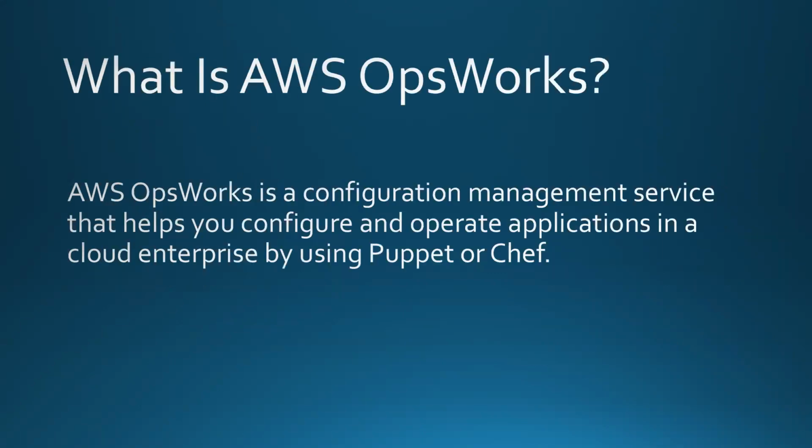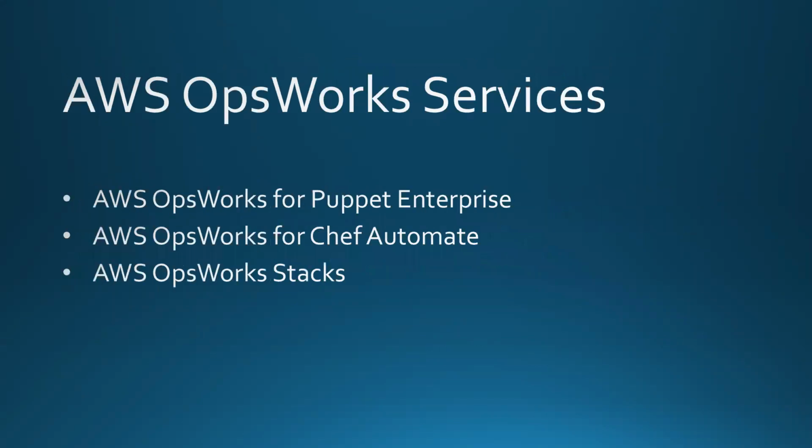Now let's see what is AWS OpsWorks. AWS OpsWorks is a configuration management service that helps you to configure and operate applications in a cloud enterprise by using Puppet or Chef. So there are three OpsWorks services provided by AWS. The first one is AWS OpsWorks for Puppet Enterprise, the second one is AWS OpsWorks for Chef Automate, and the third one is AWS OpsWorks Stacks.